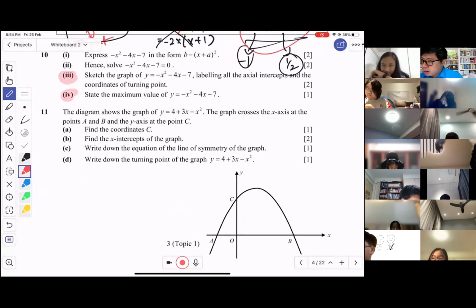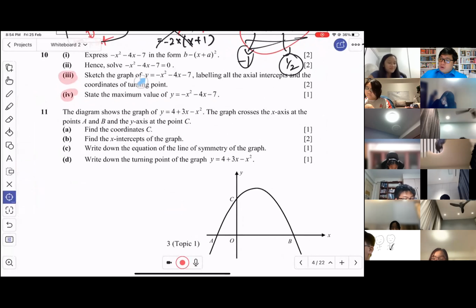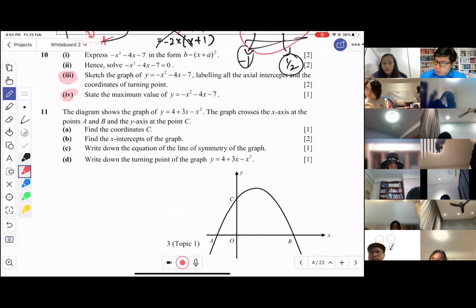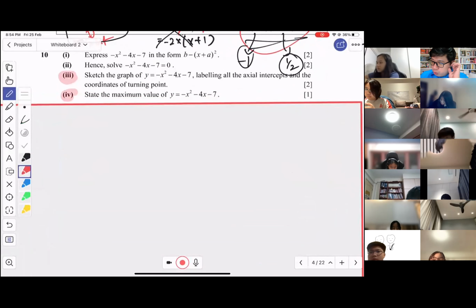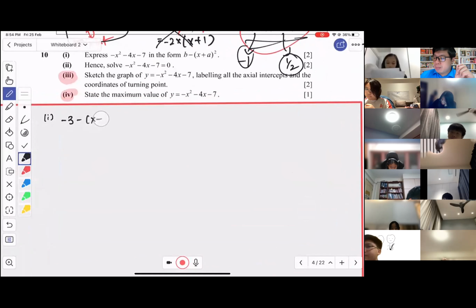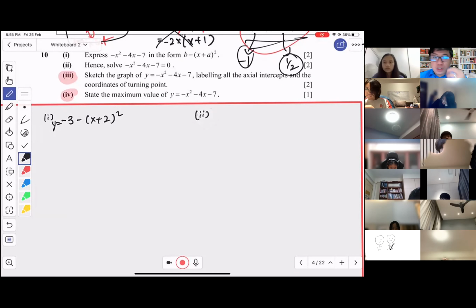Quick one. For this, part 1 and part 2 are okay, right? If you can do part 2, then part 3 and part 4 are easy game. So I'm going to use your hard work from part 1 and 2. For part 1, we know the equation of the graph is y equals negative 3 minus x plus 2 squared. So I'm looking at this graph, y equals to this.